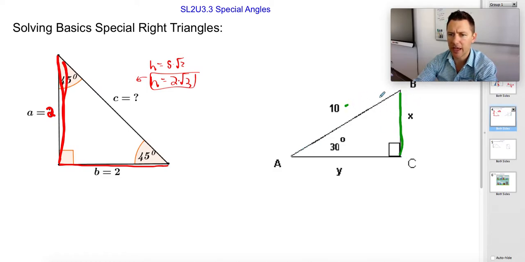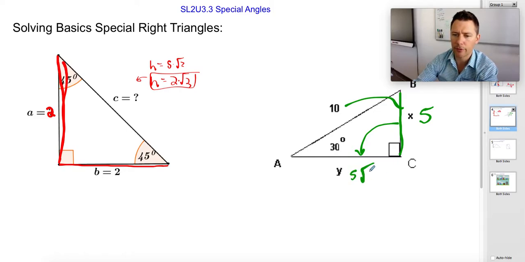The short side should be half as much. That should be 5. And then the longer side should be root 3 times that length. So this should be 5 root 3. If you wanted to do that algebraically, you could say, starting off, the hypotenuse is twice as long as the short side. The hypotenuse is 10, so it should be 2 times the short side. You divide by 2, you get the short side is 5.